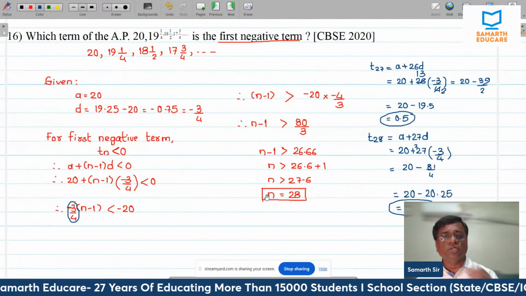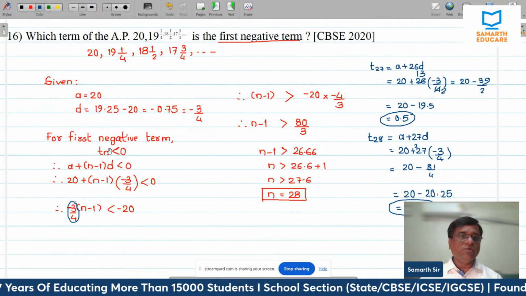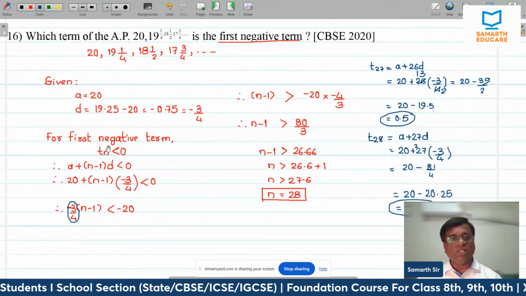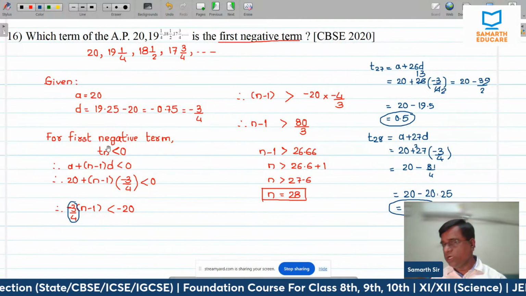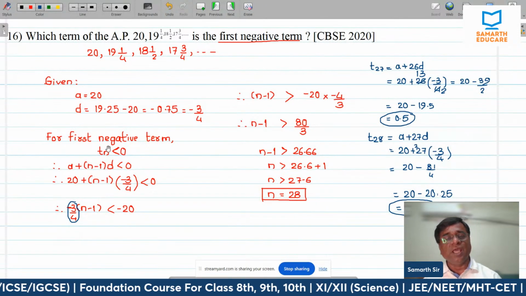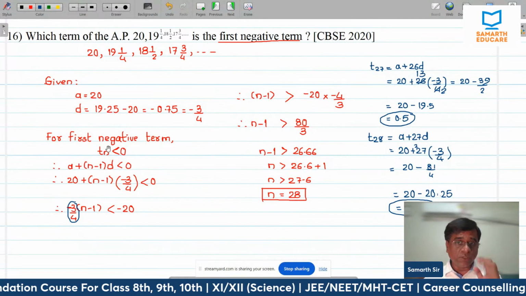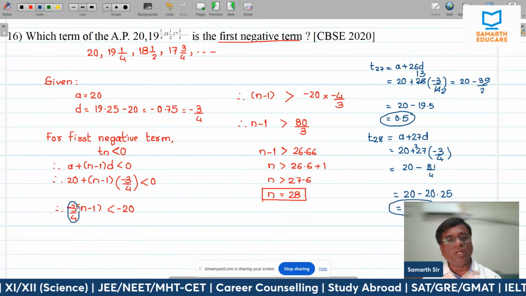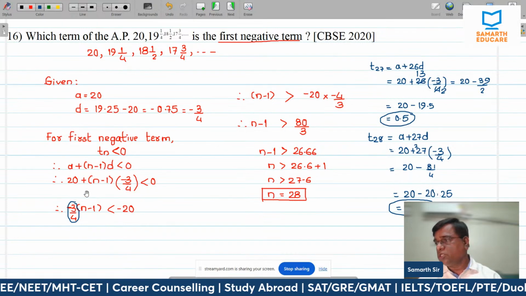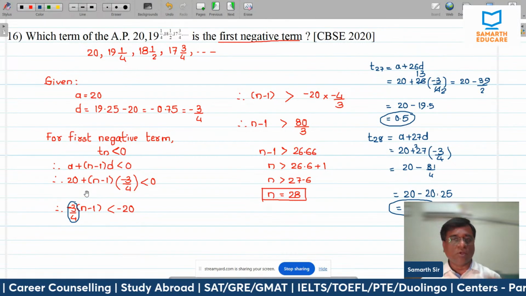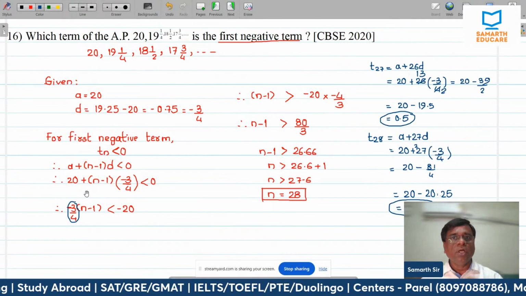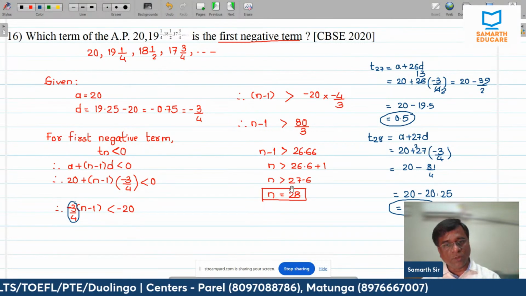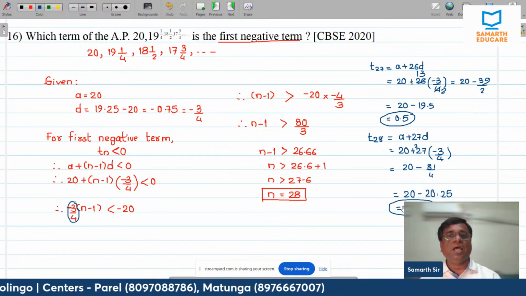I have checked my answer. He is asking for the first negative term. First negative term, I start with less than 0. Negative means less than 0. So I started with less than 0, right? And I got the value as n is greater than 27.6. In this process, a very important part is when I am cross multiplying this thing, the linear inequations rule comes into the picture. That means if you are multiplying or dividing by a negative term, the inequality changes. So less than became greater than. This is an important point. I have checked my answer and I am right.